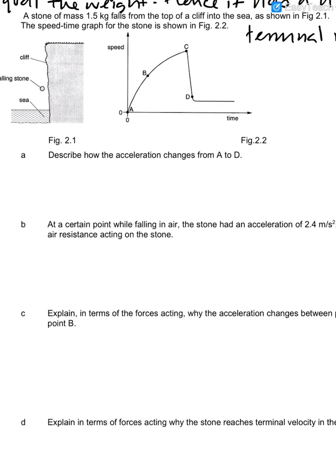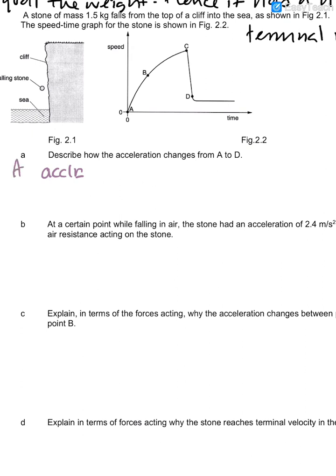Okay, let's look at part A first. Acceleration from A to D. So Shahir, what's the answer? Initially the acceleration is 10 meters per second squared. After that, as speed increases from A to C, acceleration of the stone decreases as air resistance also increases. Okay, good. Very good, complete answer.